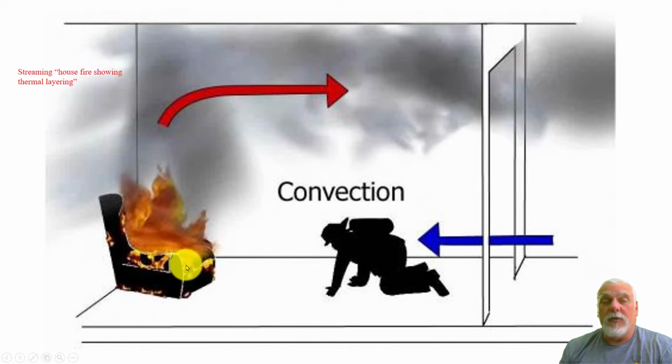We have a house fire. So the air above the fire is going to be warmest. That warm air is going to rise, and it's going to hit the ceiling. It can't go any further, so it's going to start spreading out throughout the ceiling.